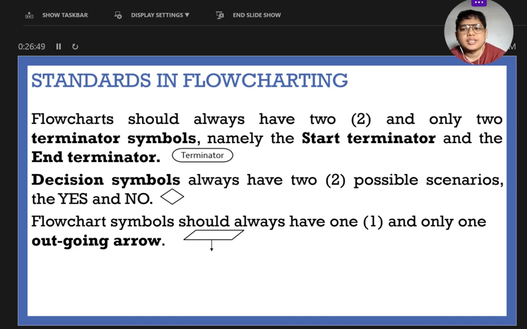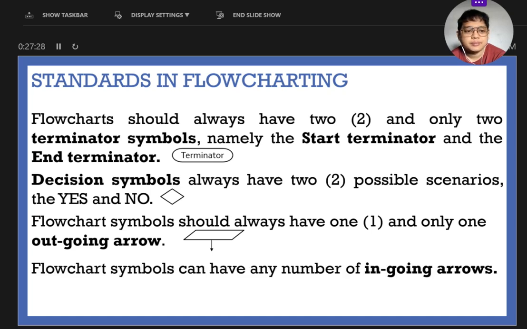The exceptions to this are the end terminator and the decision symbol. The end terminator marks the end of the flowchart, so there is no logical need for it to have an arrow. Meaning to say, the end terminator should not contain any outgoing arrow. And then the decision symbol has two possible scenarios, so there are always two and only two arrows in the decision symbol.